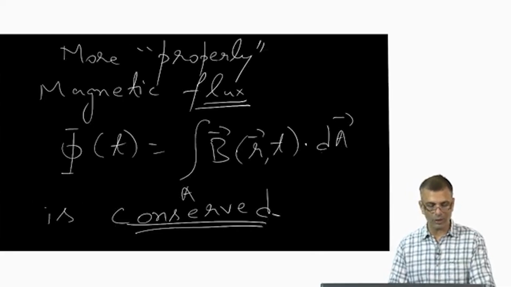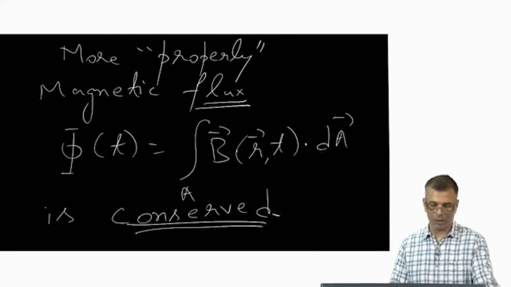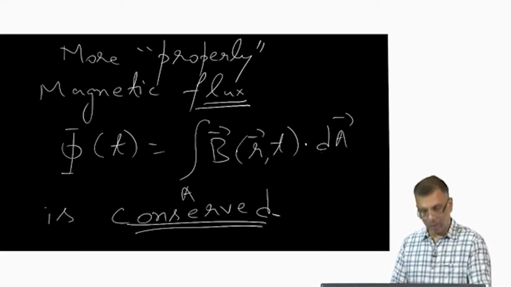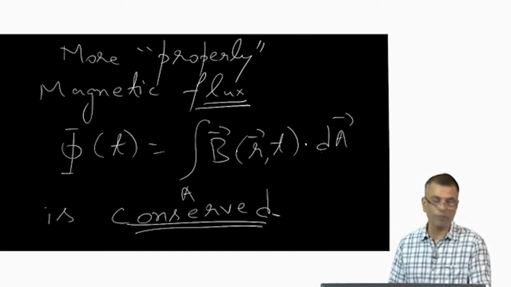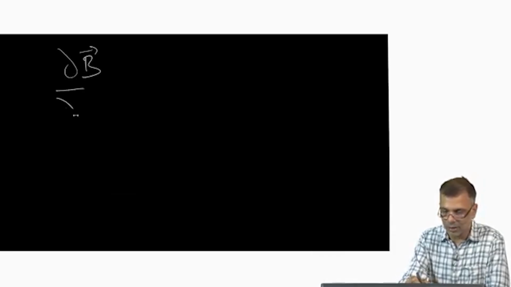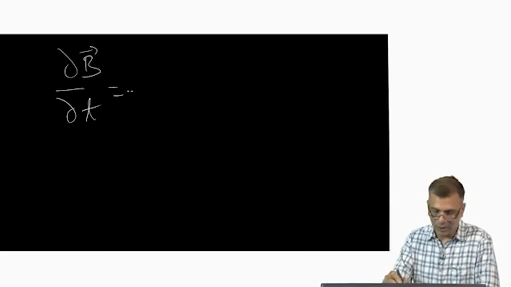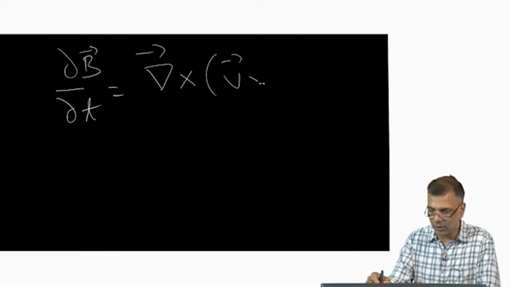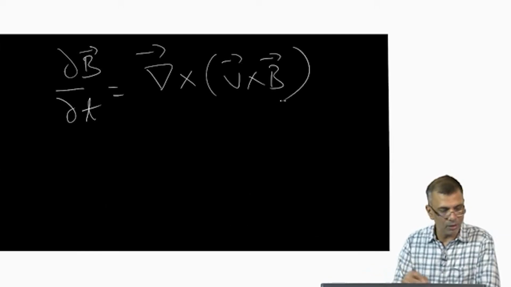The magnetic flux is conserved in ideal MHD, and ideal MHD essentially means that the conductivity is infinite. Now you remember, pretty much everything in MHD has its roots in the magnetic induction equation, which is this. The time rate of change of magnetic field is the curl of V cross B.